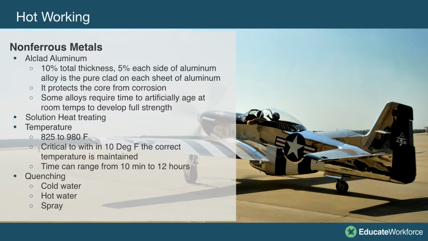Some alloys require time to artificially age at room temperature. We talked about this. This is precipitation type heat treating. Solution heat treating, I want to bring it up to a temperature of about 825 to 980. Notice this is significantly cooler than what we were heat treating metal with. Critical temperature is going to fall within 10 degrees Fahrenheit. We want to maintain that so that we get the proper solution heat treating. The time can range anywhere from 10 minutes to 12 hours. And the quenching media is going to be the same, cold or hot water, or we could actually spray the water on the material, depending on how fast we want it to cool.